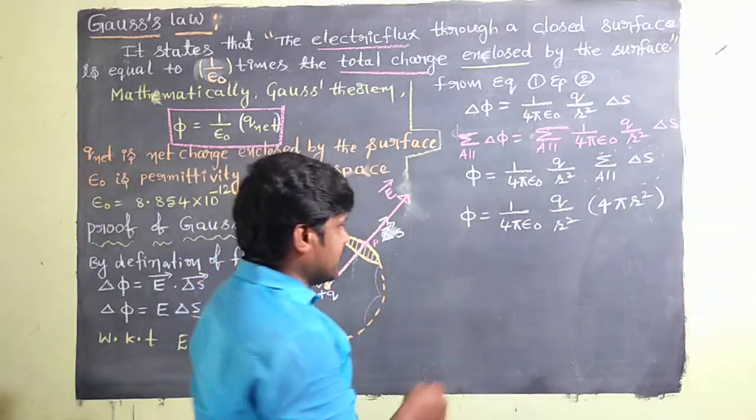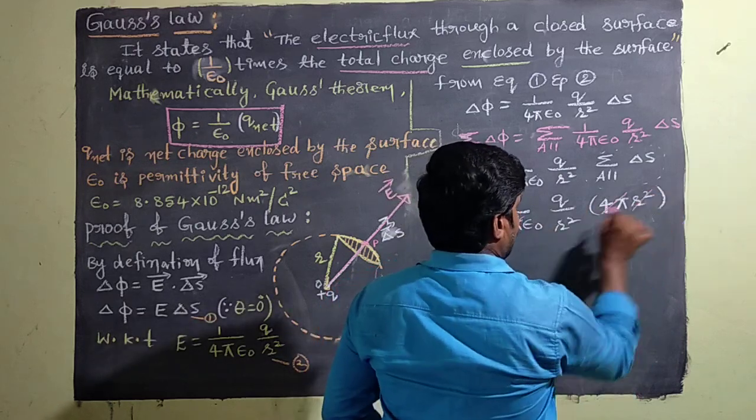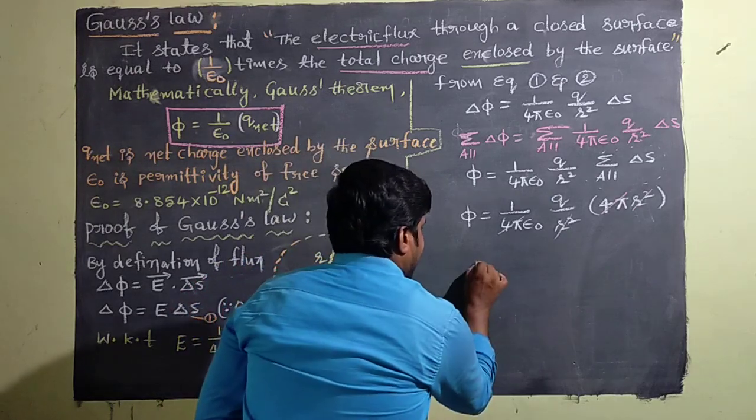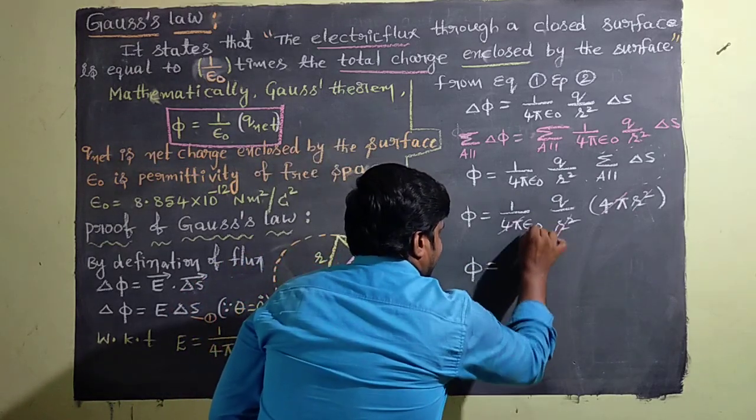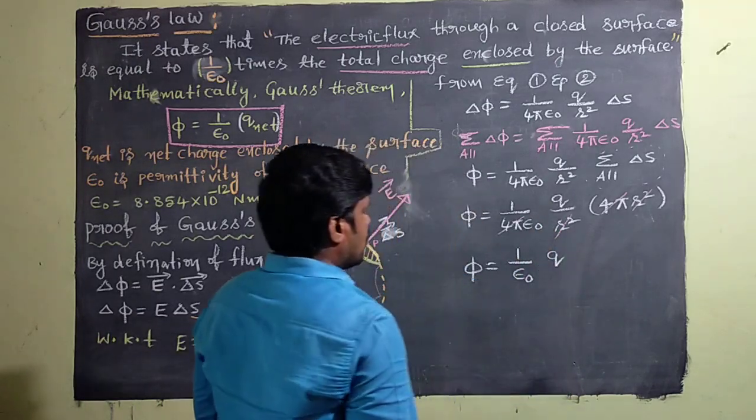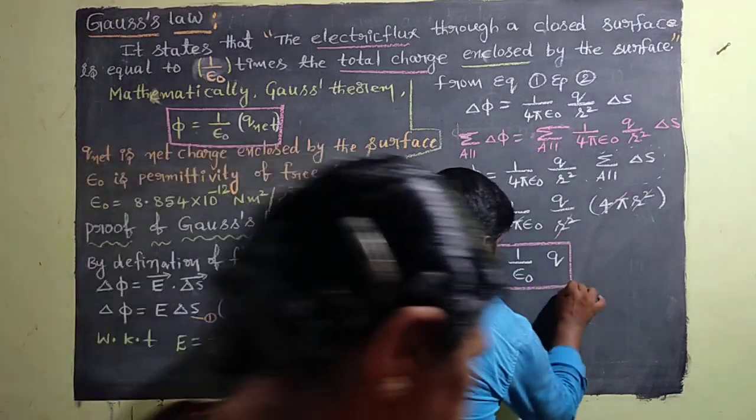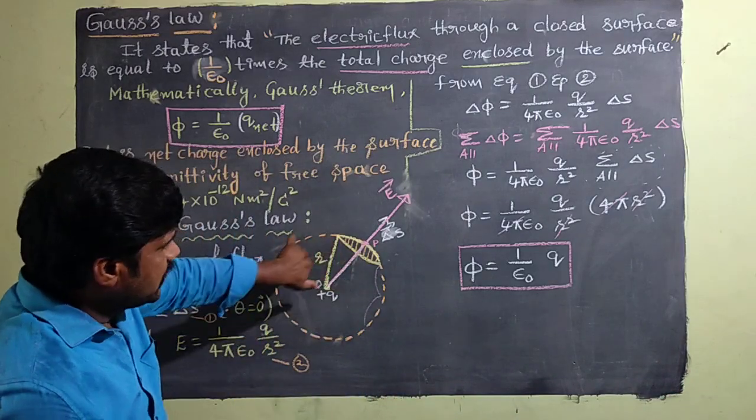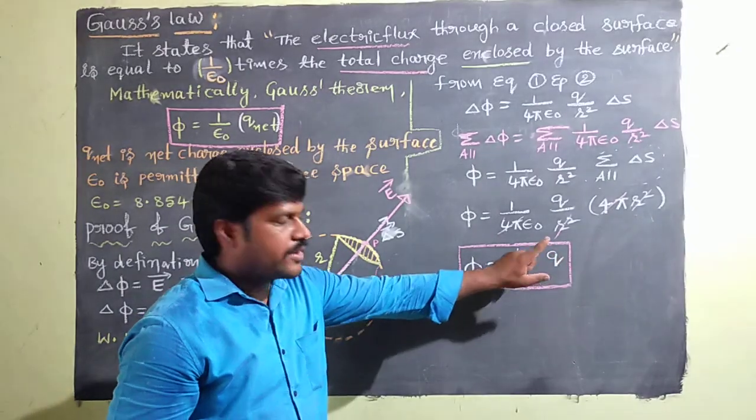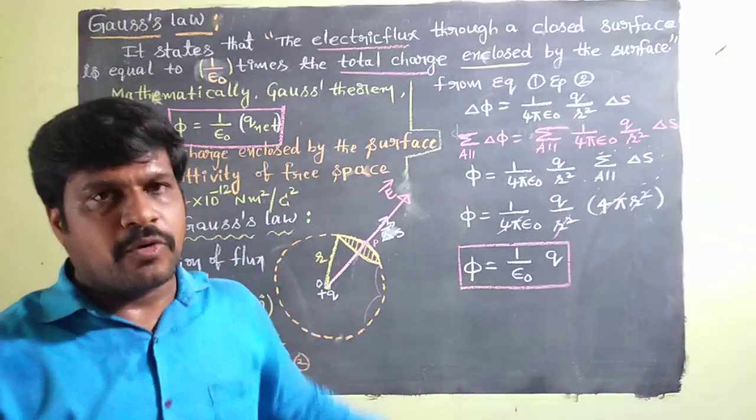What terms are going to cancel here? 4 pi cancels, and r square cancels. The remaining terms are: phi is equal to 1 divided by epsilon naught into only q. That means the total flux through this closed surface is equal to 1 by epsilon naught into q. This is the statement of Gauss law, and this is its proof.